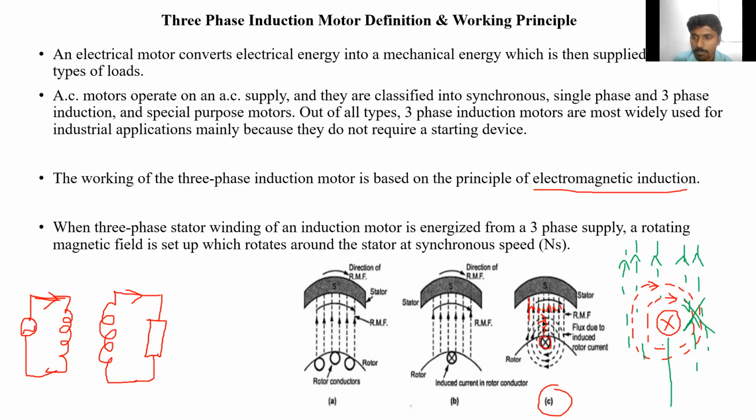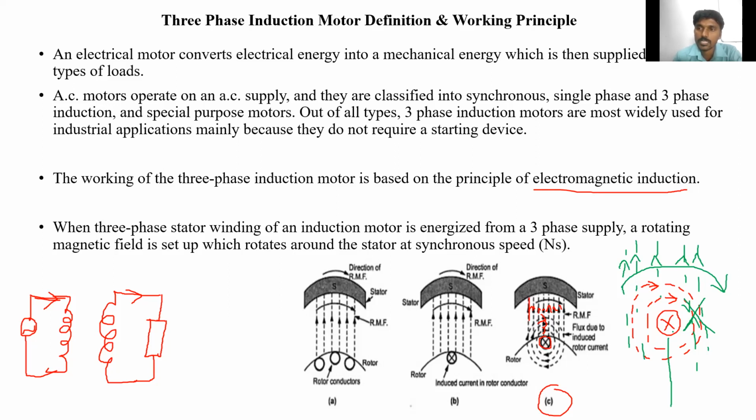Due to this, what will happen? The rotor tries to start in this direction. Due to this, the rotor tries to start in the direction of the rotating magnetic field. Is it clear? This is the example of one conductor, and in the same way all the conductors will behave: on one side of the conductor the fluxes cancel each other, and on the other side the rotor conductor has more force.